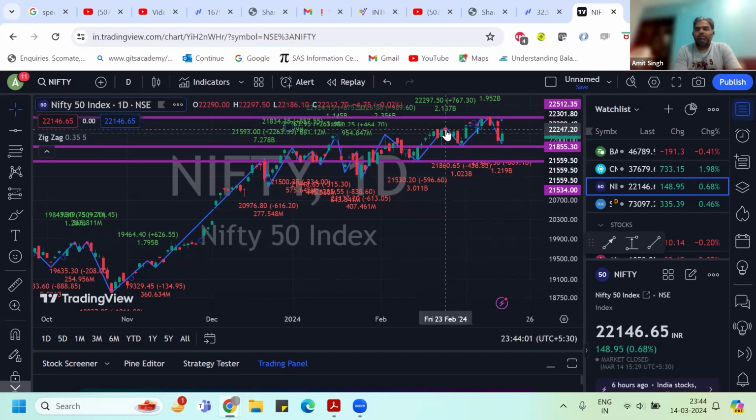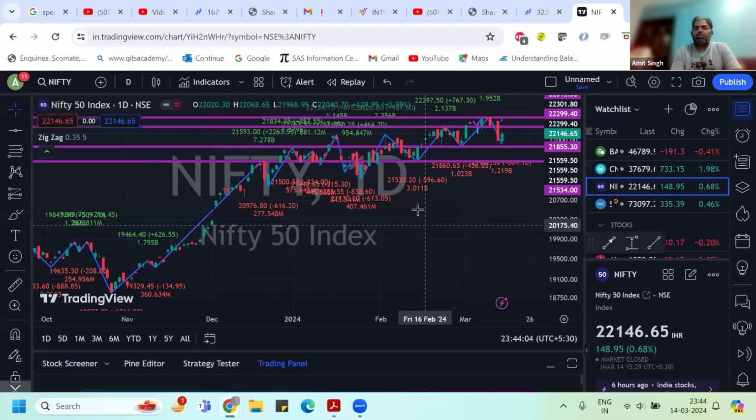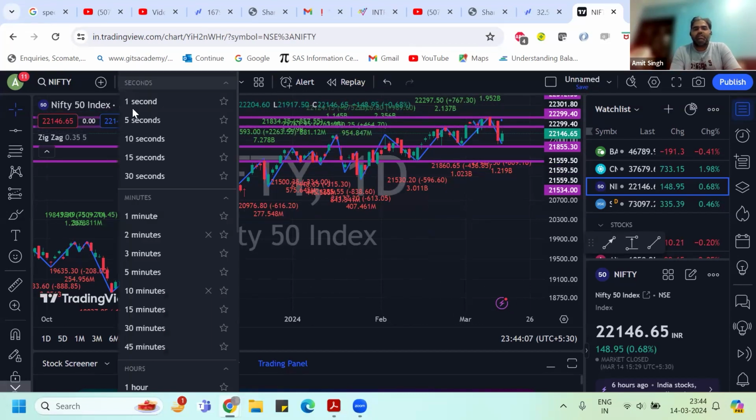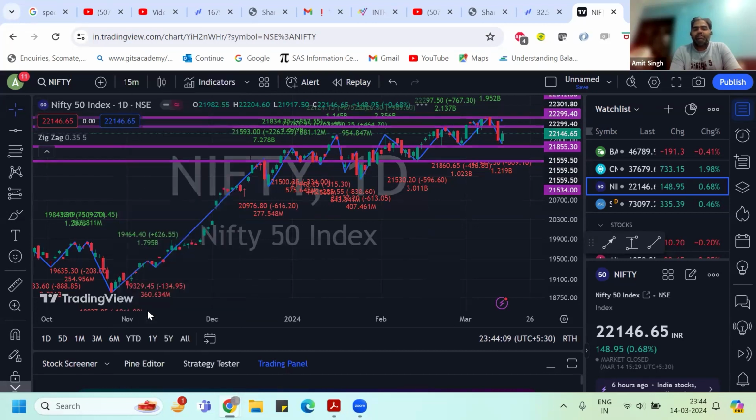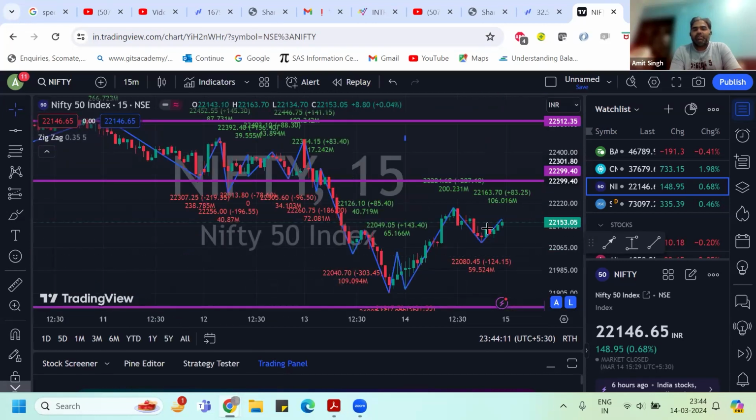Fine, everyone. Yeah, so I have drawn this. Now I'll change this to a 15-minute chart. So imagine if I have drawn this on a 15-minute chart. Now guys, you can see the current level of Nifty.